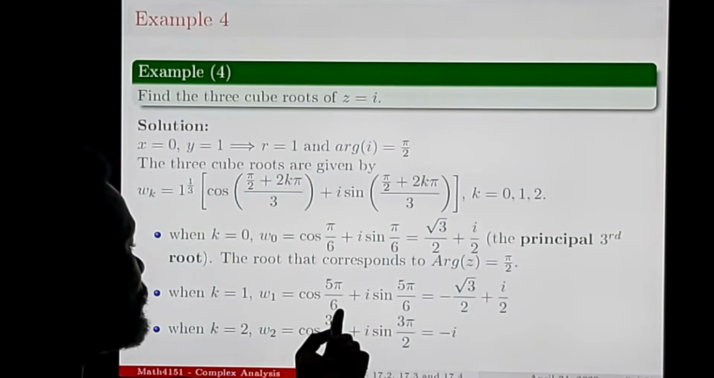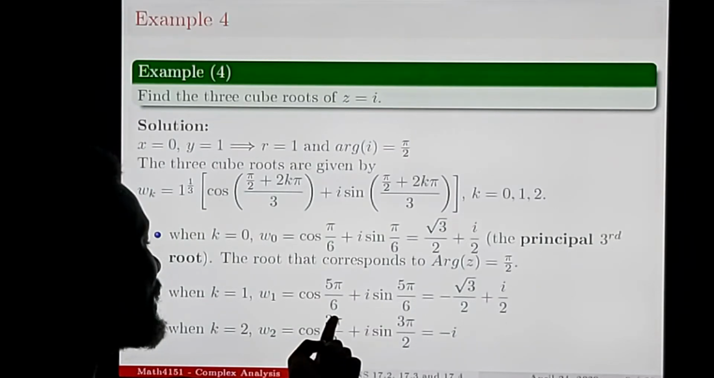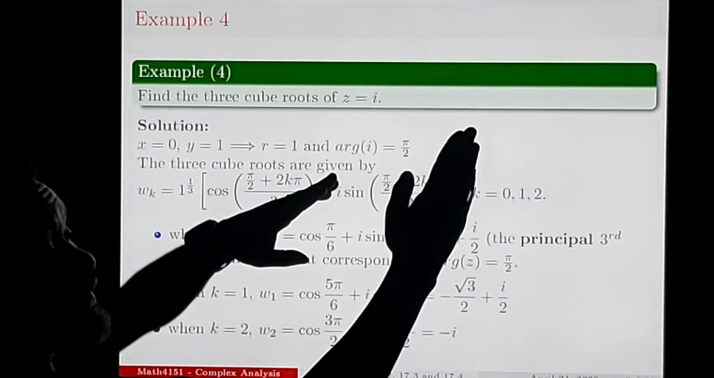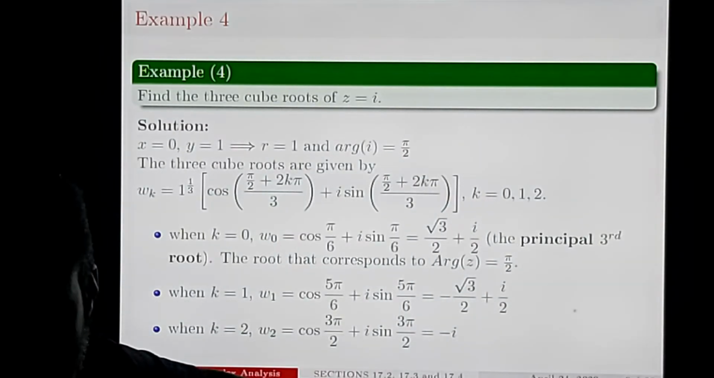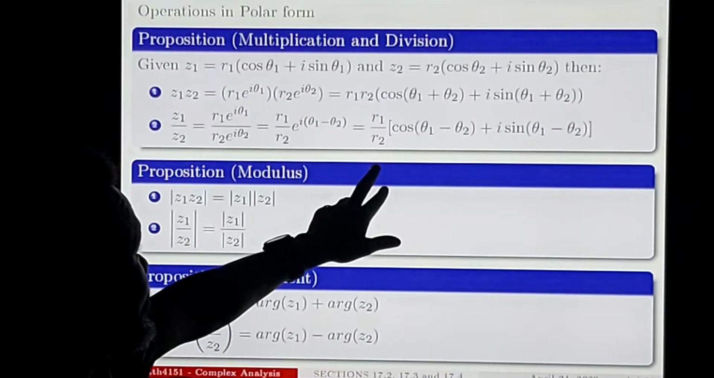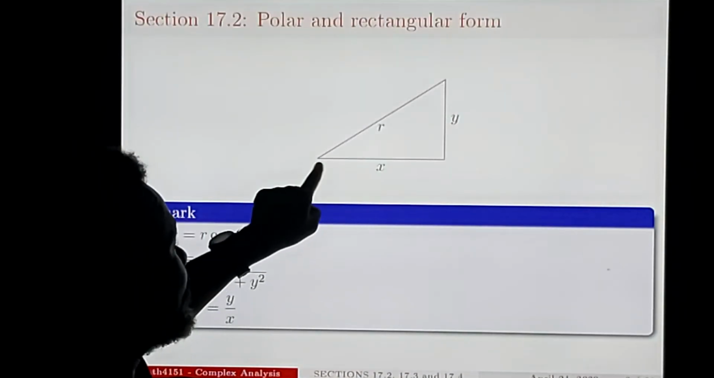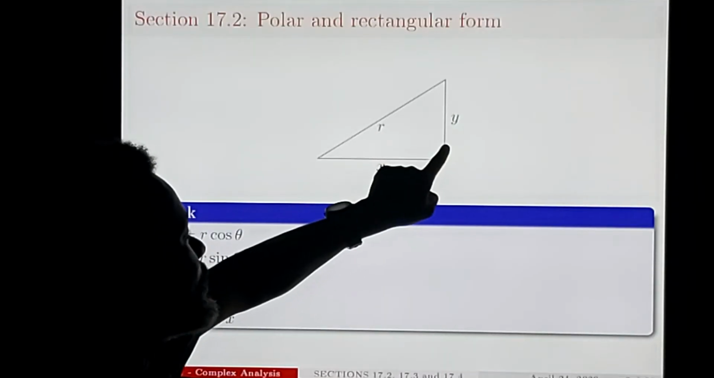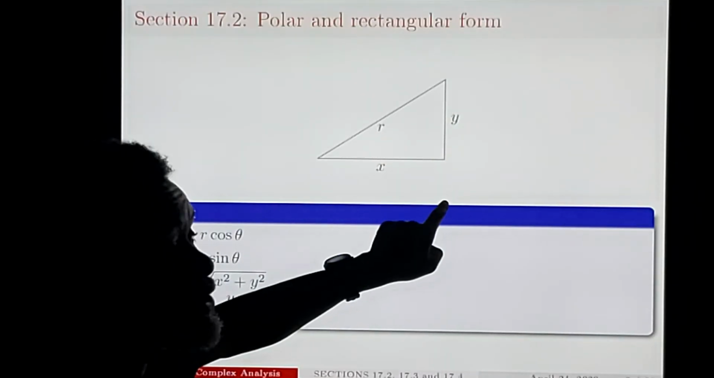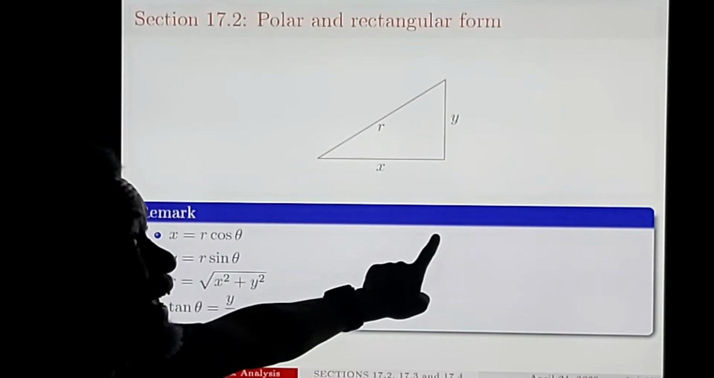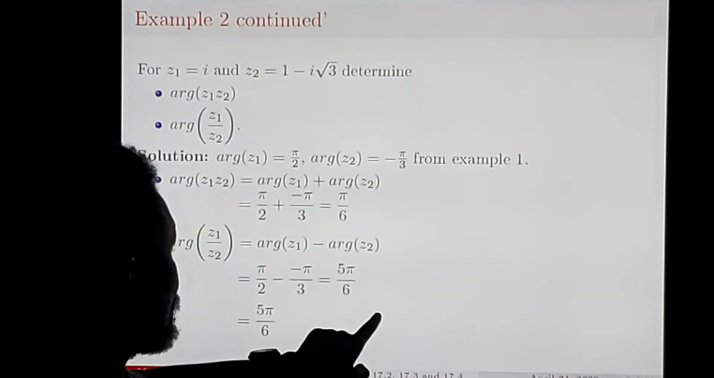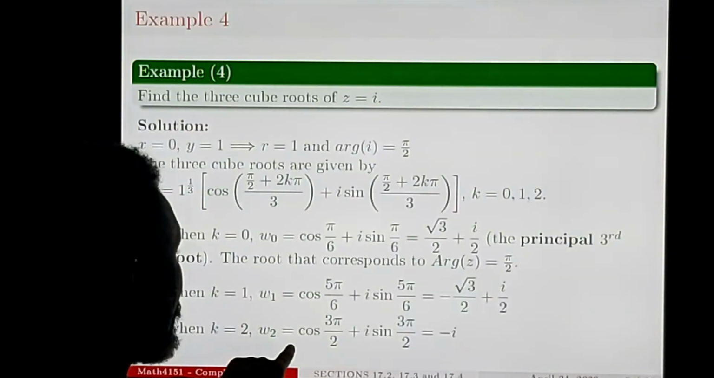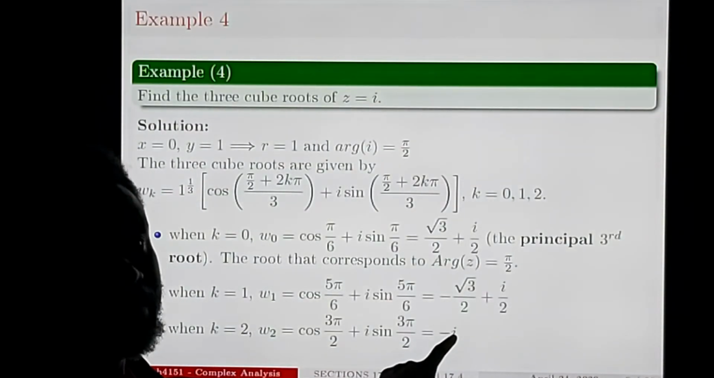Now, what is 3 pi over 2? Pi over 2 is 90 degrees, so 3 pi over 2 is 270. Look at it this way: if I measure 90 degrees, then 180, then 270, 270 goes down here. Down here corresponds to minus i. Sorry to take you back like this. It turns out to be minus i. I hope it's clear.